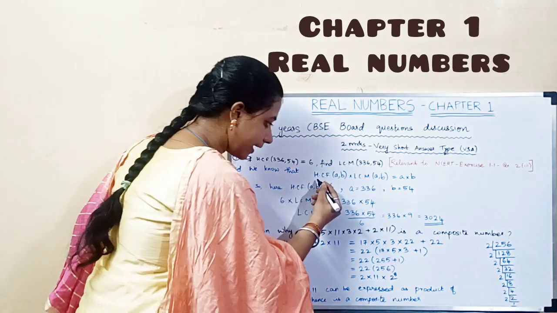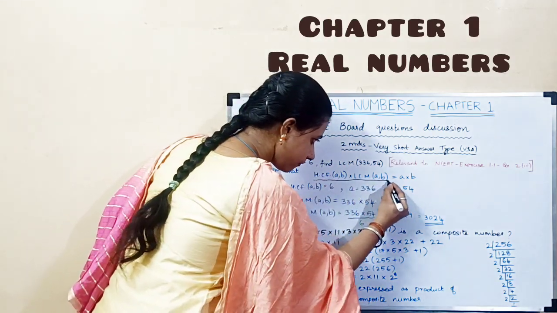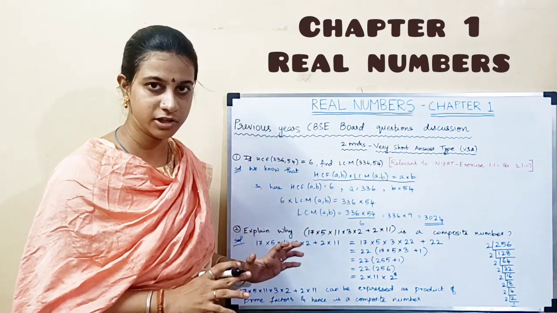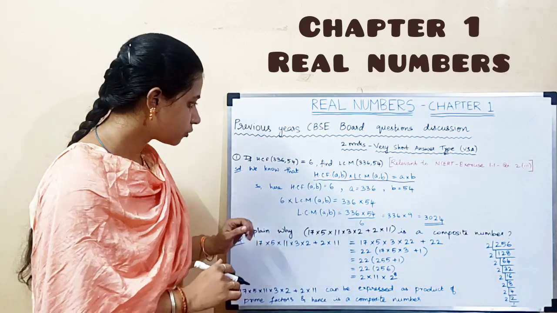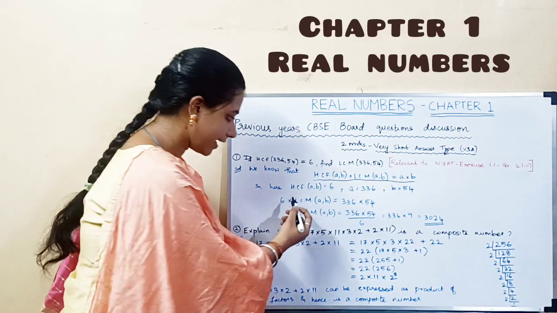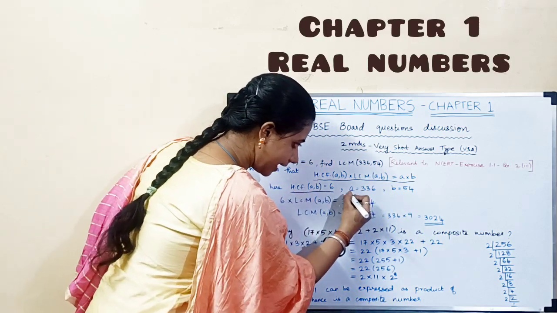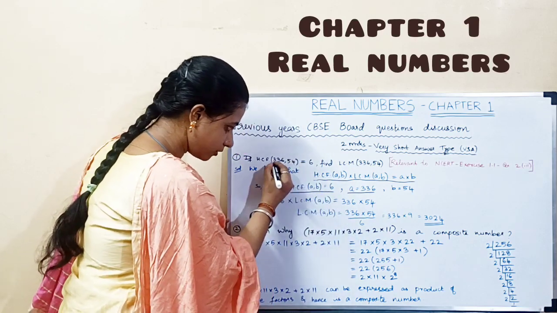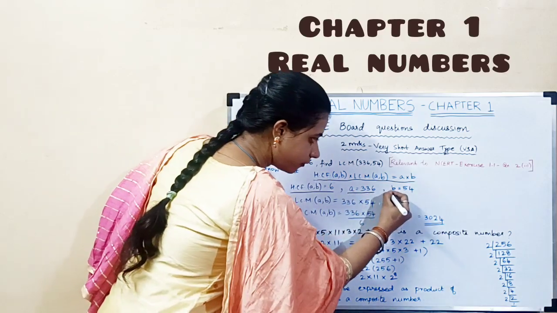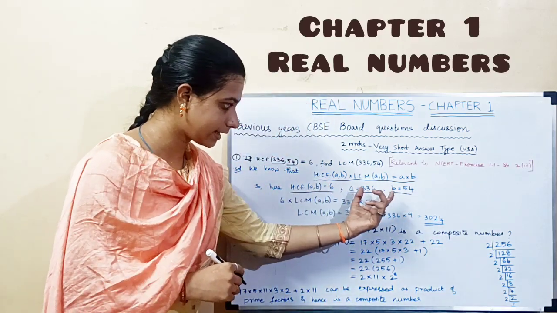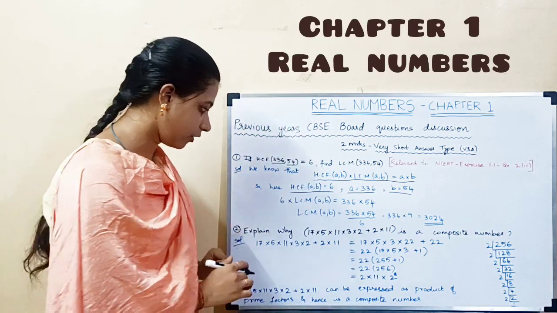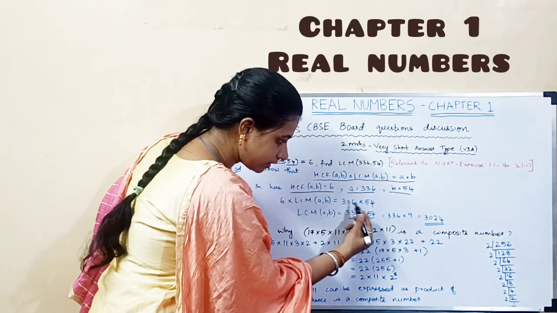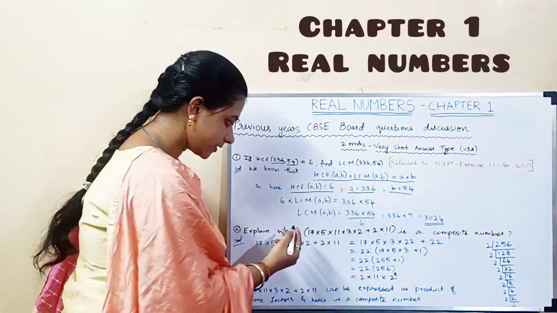So first we take the condition: HCF of A comma B into LCM of A comma B is equal to A into B. This is a well-known condition which we have already discussed. Now we take the data: HCF is given as 6. We take A equal to 336 and B will be 54. We substitute these data in the condition. So 6 into LCM of the required numbers equals 336 into 54, that is the product of the numbers.